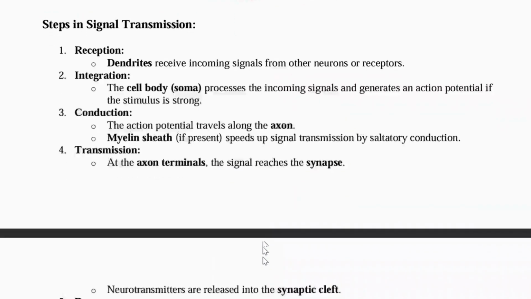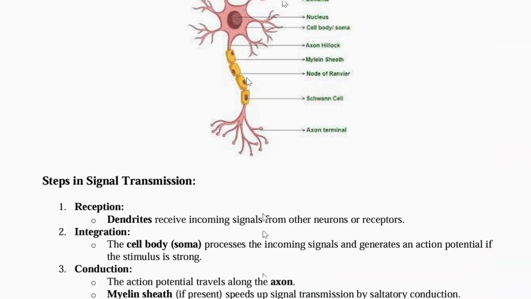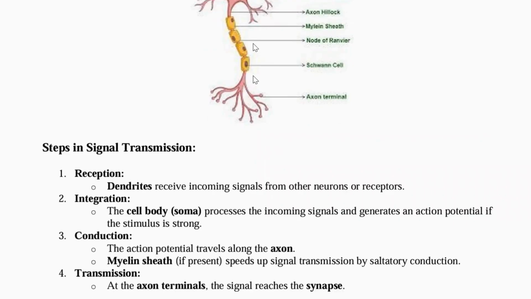Next steps, how it transmits is, firstly dendrites, it receives the incoming signal from another neuron. Now integration happens in the cell body, where it processes the incoming signal and generates an action potential if the stimulus is strong. Next is conduction, where the impulses travel along the axon. The myelin sheath is present because it speeds up the signal transmission. Finally, it is transmitted at the axon terminals.